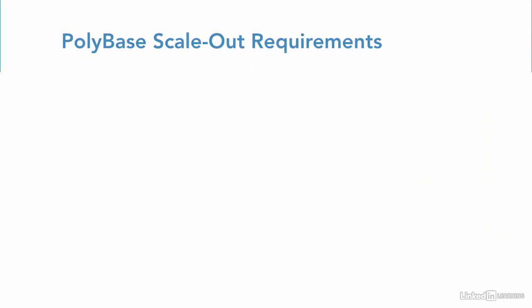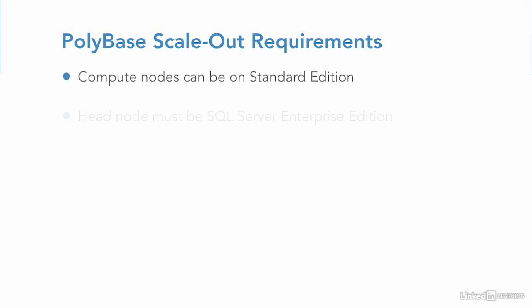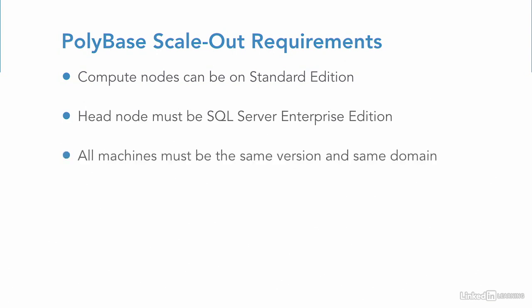There are a few requirements to get up and running with Polybase scale-out groups. First, compute nodes can be running SQL Server Standard Edition, but the head node must be on an Enterprise Edition instance. And all of the machines need to be on the same version of SQL Server, and they all need to be on the same domain.